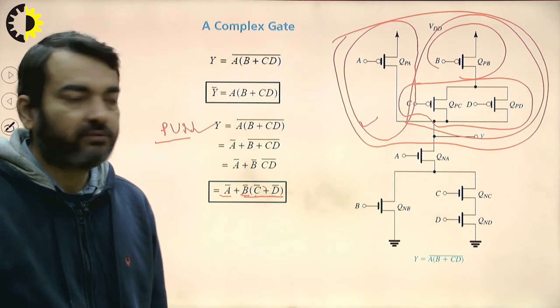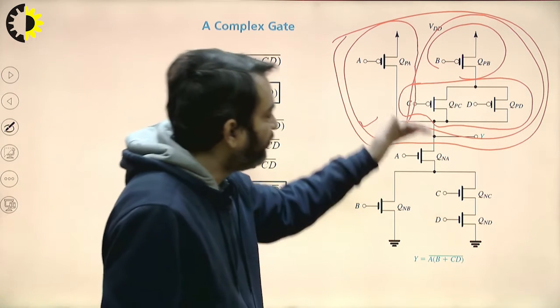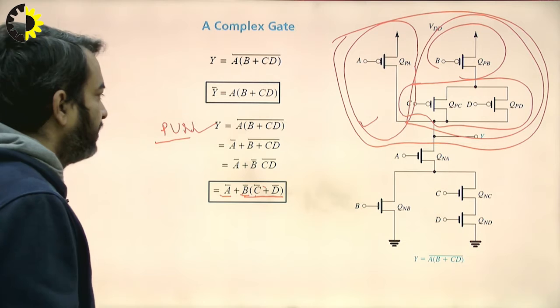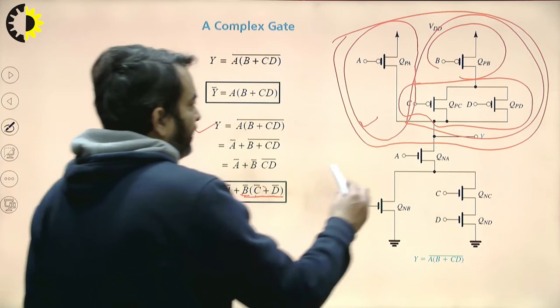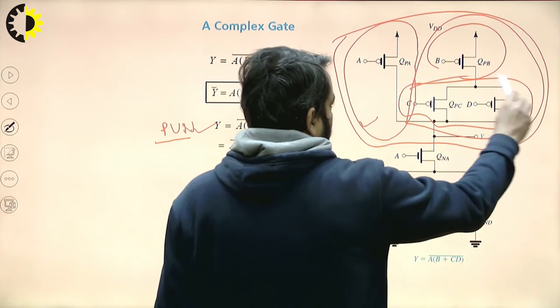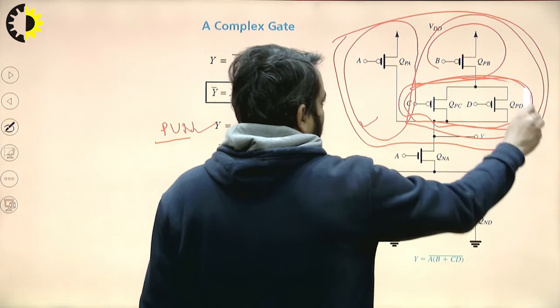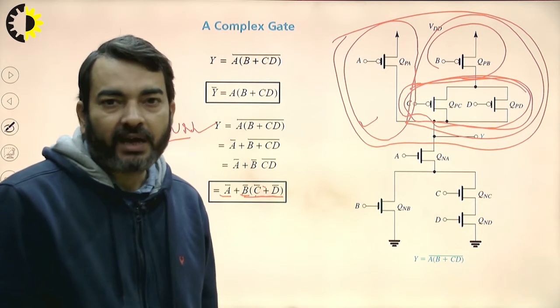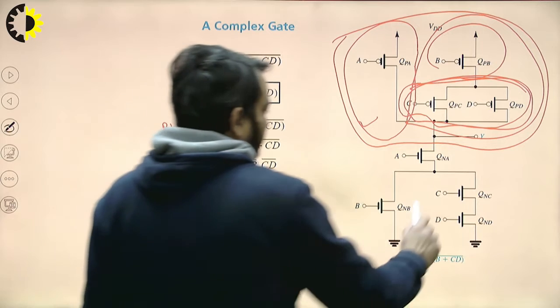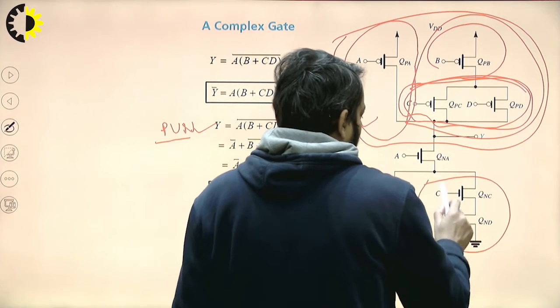Now for the pull-down network, we will simply apply the duality principle. If we are applying the duality principle, this particular parallel combination will be replaced by a series combination with the same inputs C and D.